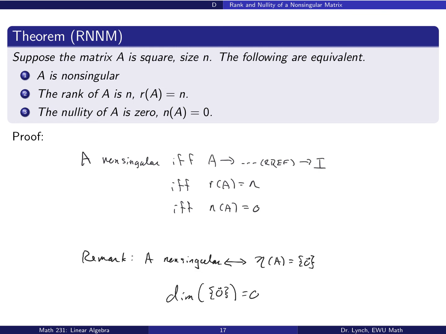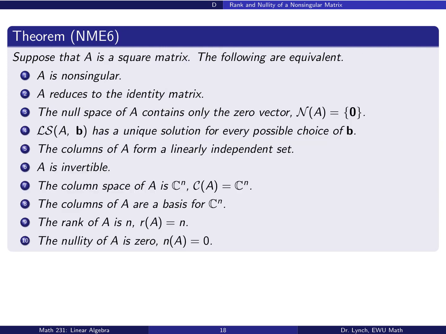Okay, so I'll point out that we identify the trivial null space as having dimension 0. We talked before about how the 0 vector is a trivial subspace of any vector space. So in this case, the 0 vector is a trivial subspace of the vector space of column vectors with n components, so the dimension of that trivial subspace is 0. So this is one more addition to our non-singular matrix equivalencies. The rank of a non-singular matrix is n, and the nullity of a non-singular matrix is 0.